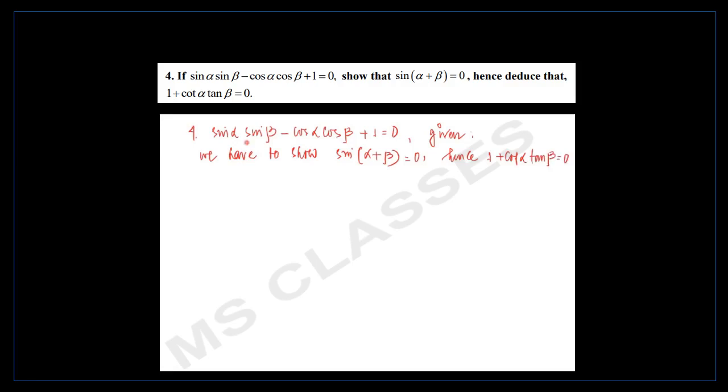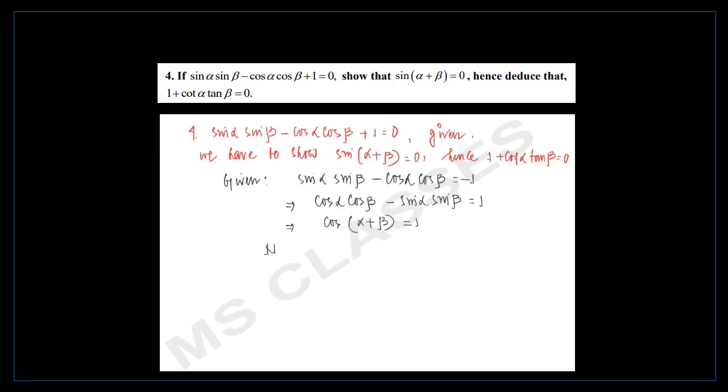Now when this is given, from the given expression we write sin alpha sin beta minus cos alpha cos beta equal to minus 1. We multiply throughout by minus 1. So cos alpha cos beta minus sin alpha sin beta equal to 1. Now this gives us cos (alpha plus beta) equal to 1.